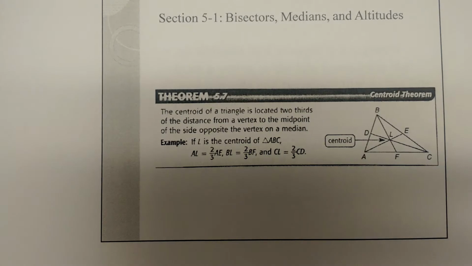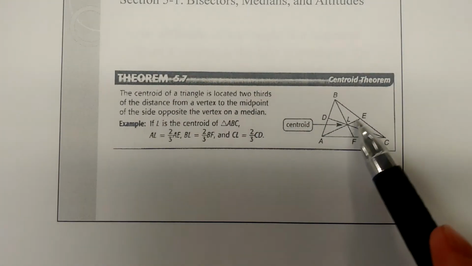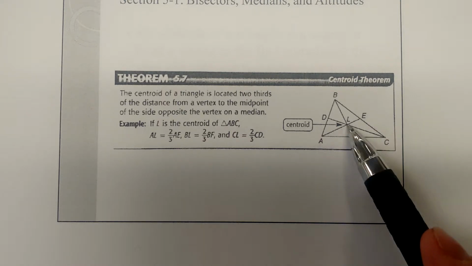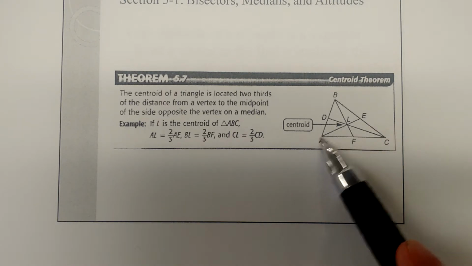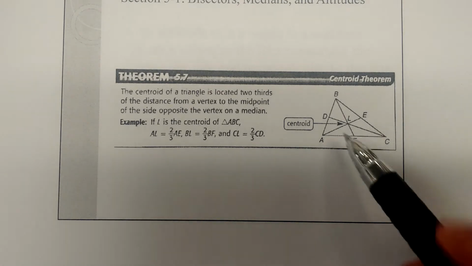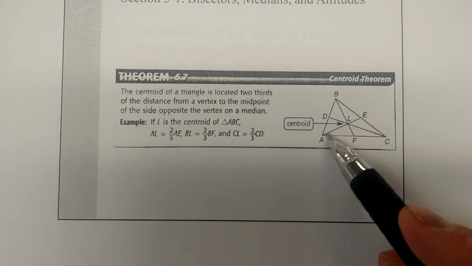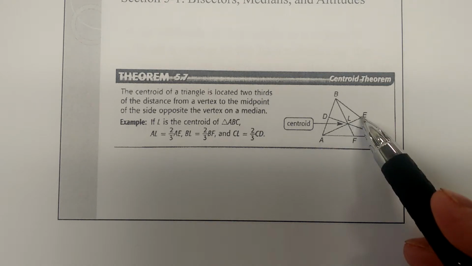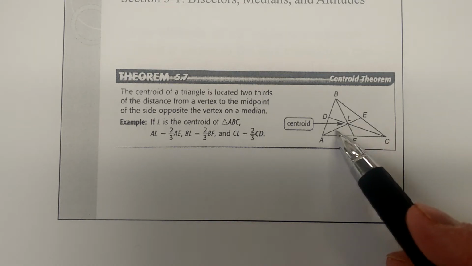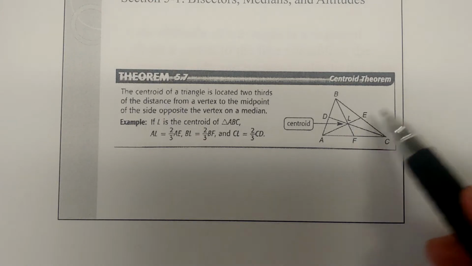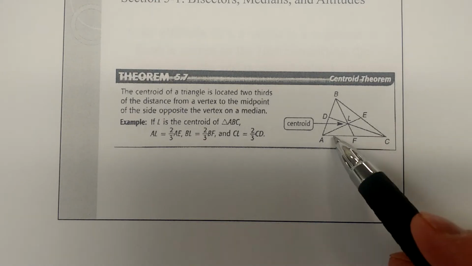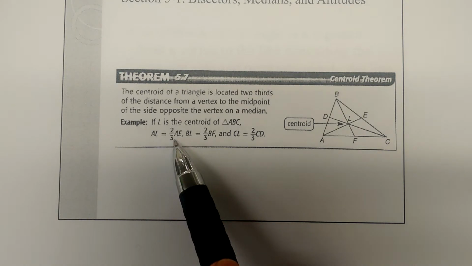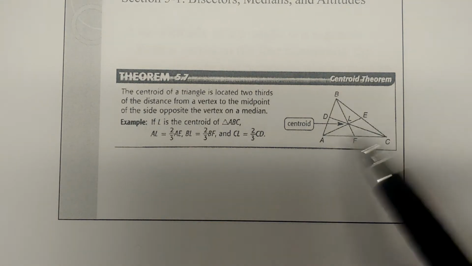Now the centroid has a useful property. The centroid is 2/3 of the distance along the median. So in this case, A to L is 2/3 of the distance from A to E. The other way to think about it is that the corner to the middle is twice the middle to the edge. So this is equal to 2 times that. Also, if you know the whole length, AL is 2/3 the full length, which means that LE is 1/3 is the other part.